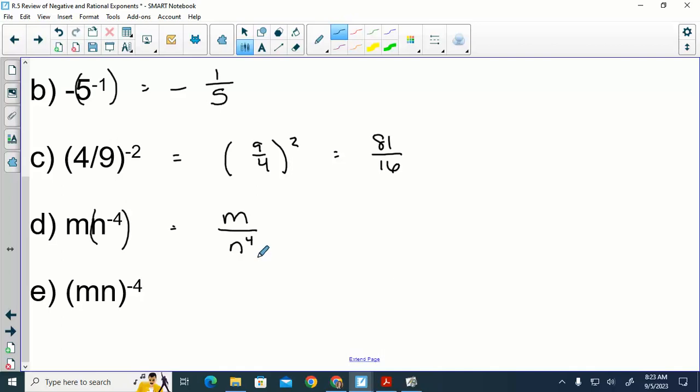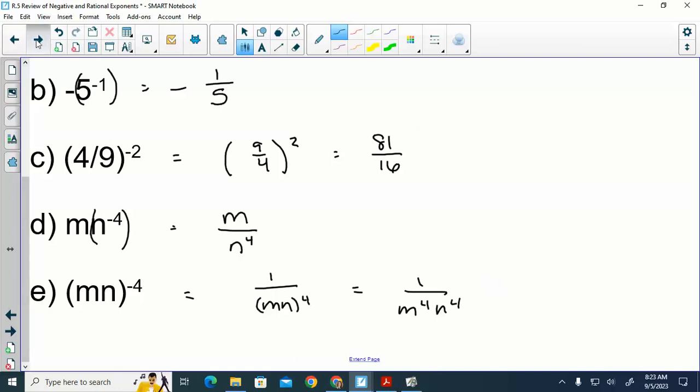The last one here is different because we see those parentheses tell us that negative 4 power is applying to everything inside the parentheses. So that's both the m and the n. So they both move to the bottom. Or we know rules of exponents, you could take that 4th power to each of them. So far, so good?